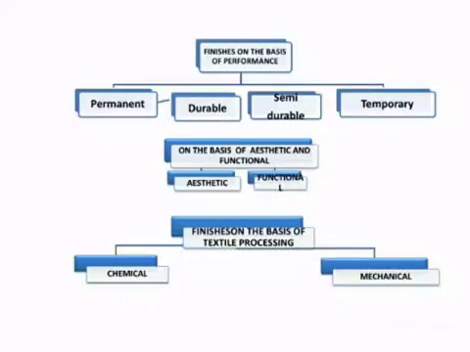On the basis of performance, finishes are classified as permanent, durable, semi-durable, and temporary. A permanent finish generally involves a chemical process that changes the fiber structure so that it will not alter subsequently throughout the life of the fabric. A durable finish may last throughout the life of the fabric, but its effectiveness diminishes. A semi-durable finish will last through several launderings or dry cleanings. A temporary finish will be removed or subsequently reduced when the fabric is laundered or dry cleaned.